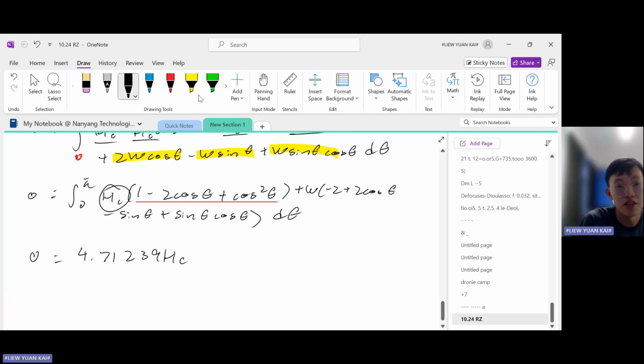Likewise for W. You integrate this bracket in your calculator with the limits 0 to pi. What you'll get is negative 8.28319. And this W, you just copy it down like that.